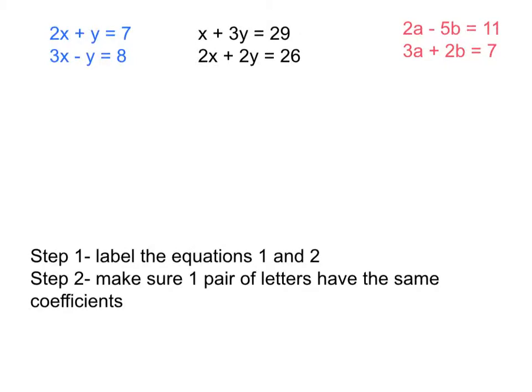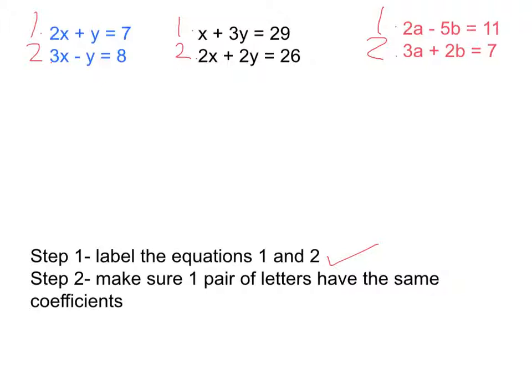Step 1 is really easy. You just label the two equations 1 and 2. By labelling them, it makes it easier to follow the next few steps. That's step 1 done. Step 2 is a bit trickier.